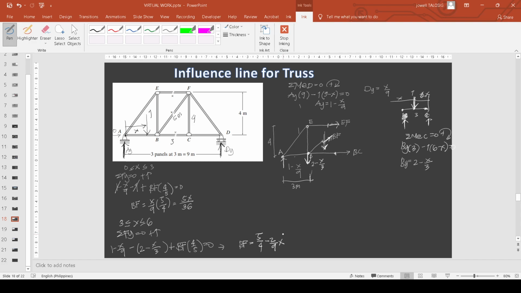divided by 4/5. Multiply na natin ng 5 over 4. So, ito magiging 5 over 4 minus 5x over, that is 9 times 2, 18. Okay? So, ito na yung magiging BF natin. Equation ng member BF when x is between B and C. When the 1 unit load is between B and C.